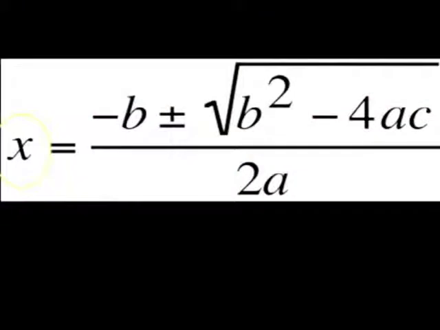Hi, boys and girls. Are you ready to learn the quadratic formula song? Come on! X equals negative b plus or minus square root b squared minus 4ac divided by 2a.